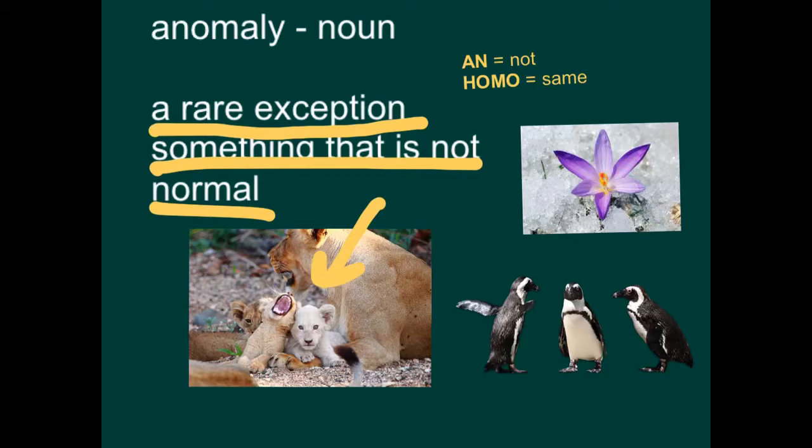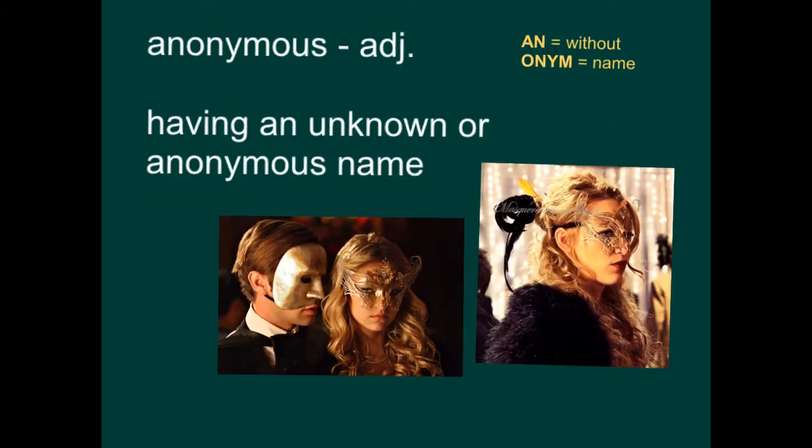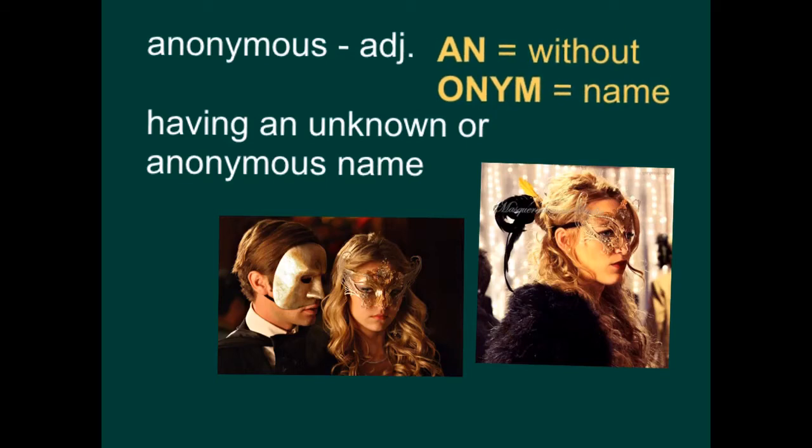We could be weird. Then we have anonymous. Highlight your roots. An meaning without and onym meaning name. It is an adjective, and it means having an unknown or anonymous name. My favorite example of this has to be from Gossip Girl, because you have two different girls in very similar outfits, wearing the same mask, and they both have blonde hair, and so this guy thinks they're the same person, but they're not. They're anonymous in their masquerade masks, right? And their matching dresses. He can't tell them apart. He doesn't know who they are, really. He thinks he does, but he's wrong.